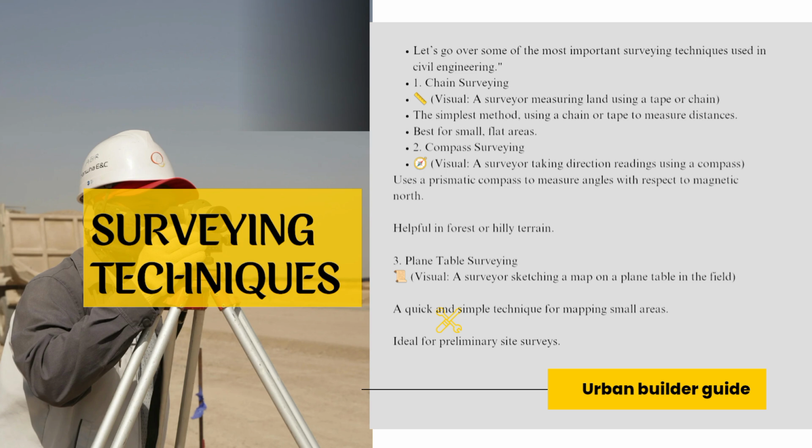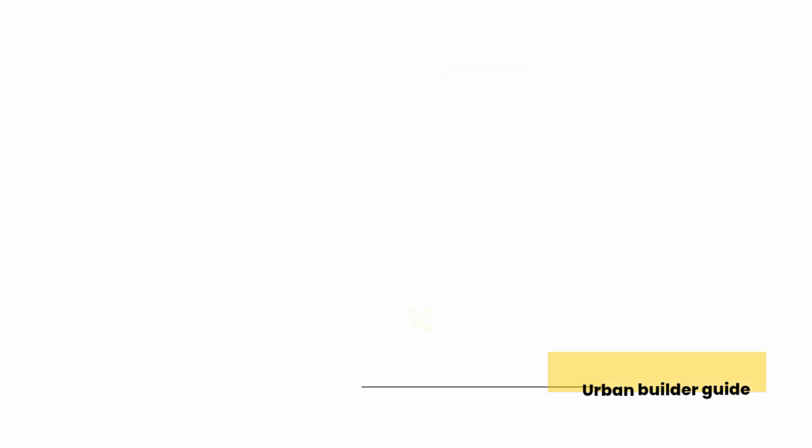2. Compass surveying. Visual, a surveyor taking direction readings using a compass. Uses a prismatic compass to measure angles with respect to magnetic north. Helpful in forest or hilly terrain. 3. Plane table surveying. Visual, a surveyor sketching a map on a plane table in the field. A quick and simple technique for mapping small areas. Ideal for preliminary site surveys.